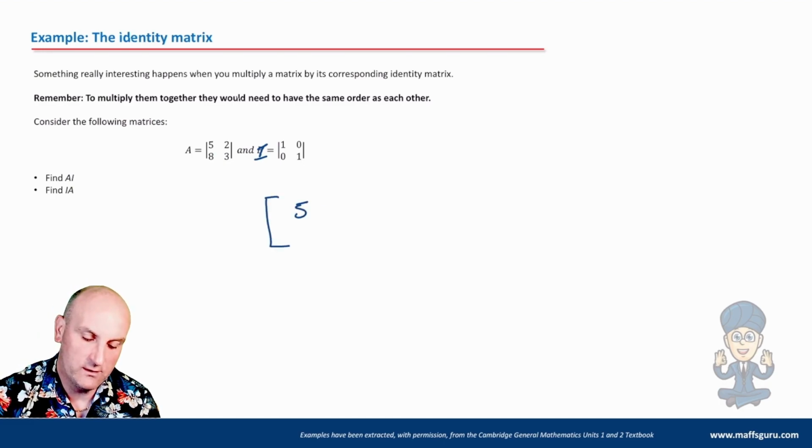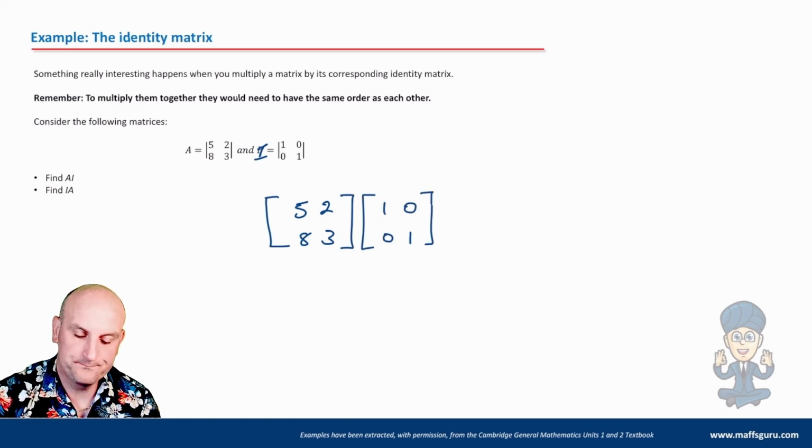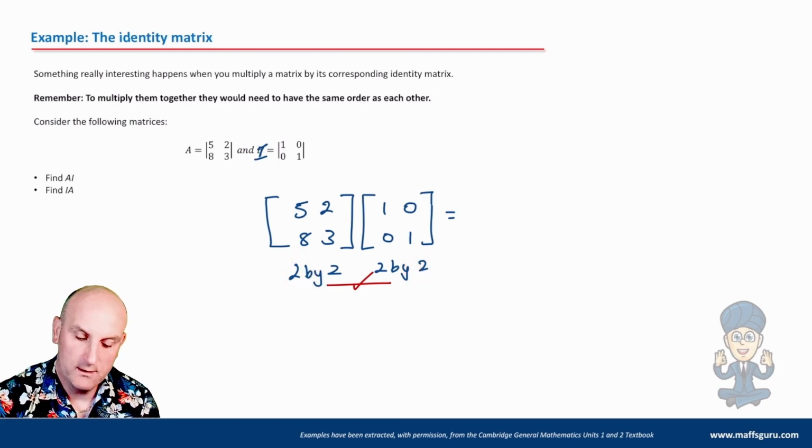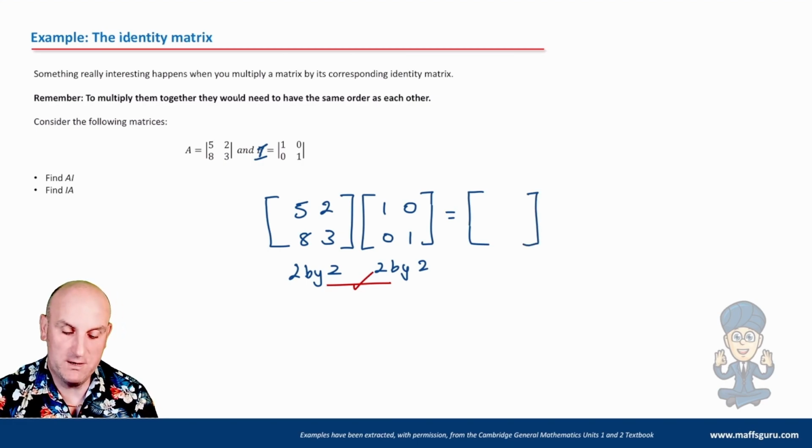So AI, we've got 5, 2, 8, 3, multiplied by 1, 0, 0, 1 equals, are they defined? That's a 2 by 2. That's a 2 by 2. Are they defined? They absolutely are. And my order is going to be a 2 by 2. Rightio, we can do a 2 by 2. And here we go. Let's multiply them together.